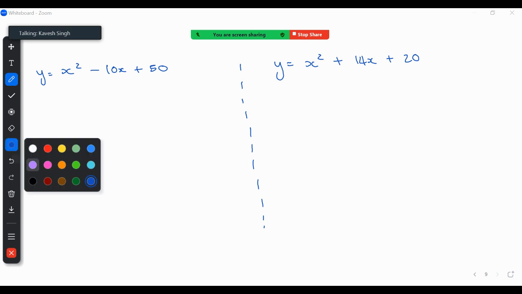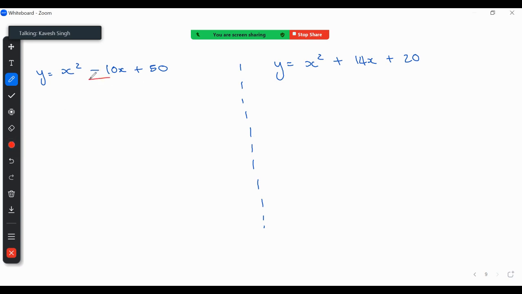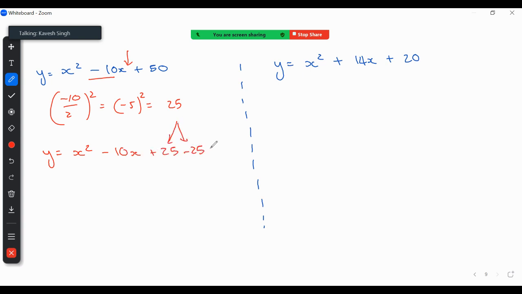All right, let's go through the first one. What we do here, we take the negative 10 divided by 2 and square it. That's negative 5 squared, which is 25. Then we make some space and put plus 25 first, and then minus 25 plus 50. We group the first three terms and factorize: x minus 5 squared. Minus 25 plus 50 is 25. And so my turning point will be 5 and 25.